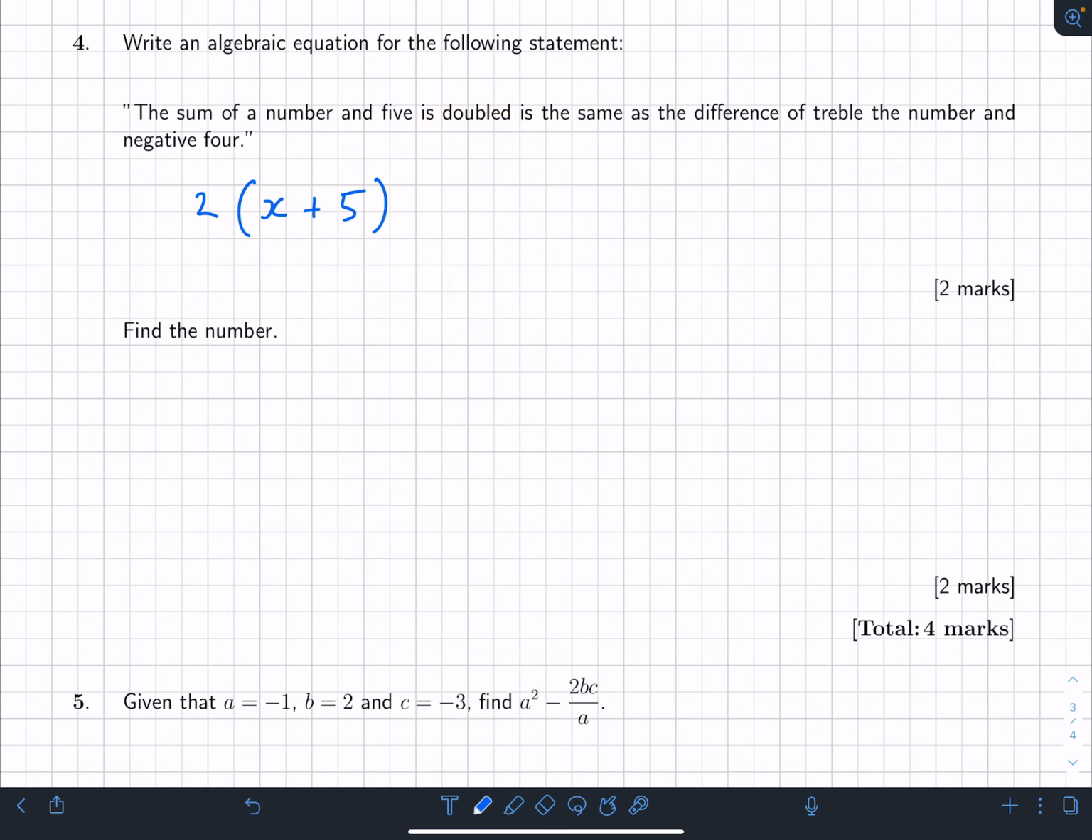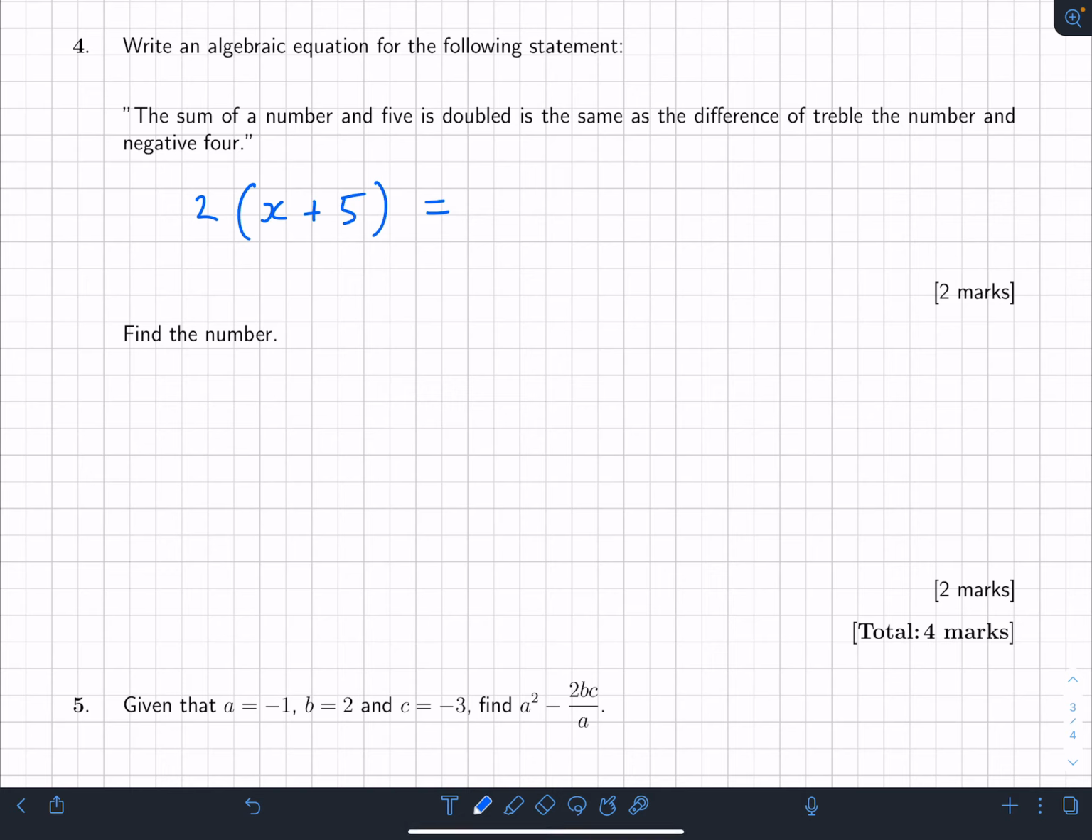Okay, it's the same as, so it's equal to the difference of. Okay, so the difference of, that's going to tell us that we have got a minus. So we've got a minus. Treble the number, so that's 3 times that number. So it's 3 times x, okay, and negative 4. So we're minusing negative 4. Okay, that looks pretty good so far. Now, we just need to deal with that minus negative 4.